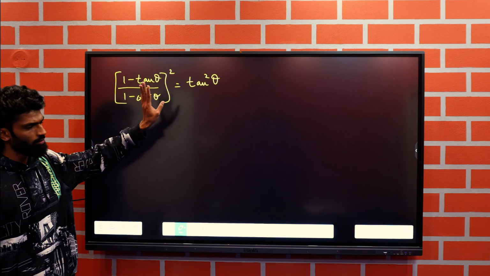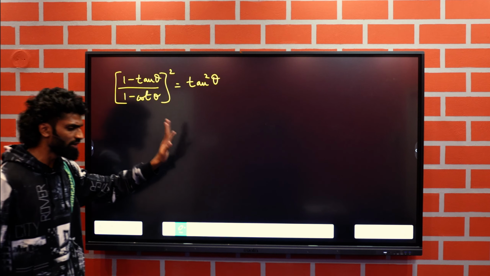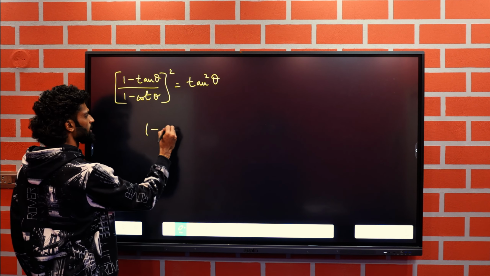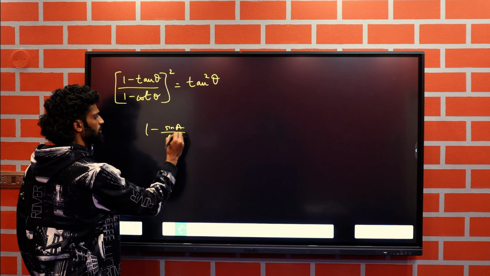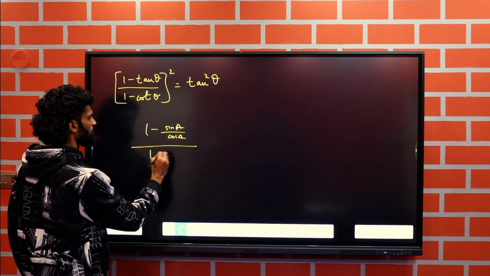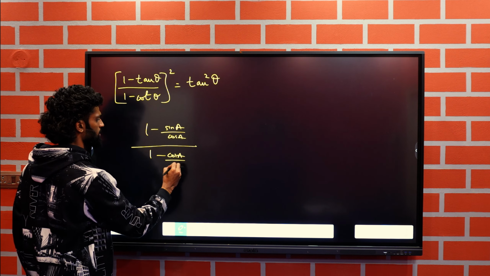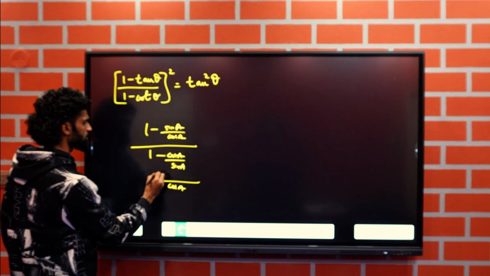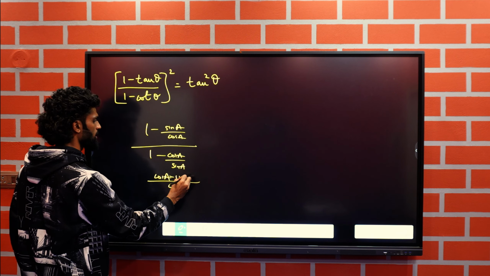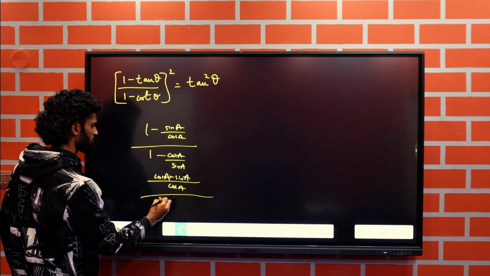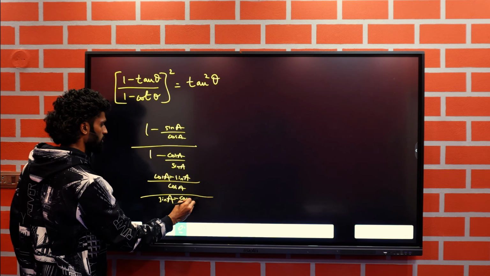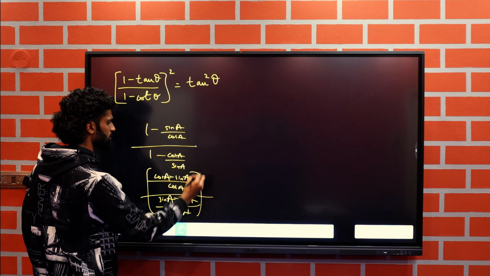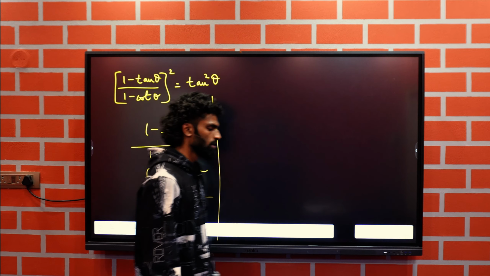1 minus tan A. Basic thing is we will try to convert everything from derived ratios into basic ratios. Let's do it. So it becomes 1 minus sine by cos, whole thing divided by 1 minus cos by sine. You take LCM in both the parts, it becomes cos A minus sine A by cos A, over sine A minus cos A by sine A. Regular stuff, don't forget the squares. Don't forget the squares.